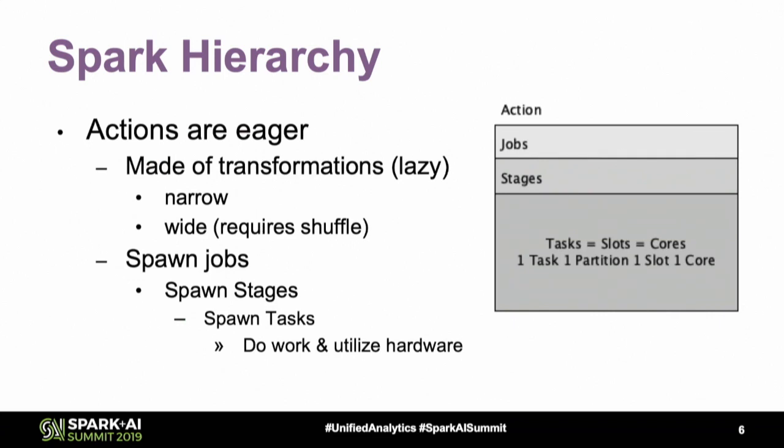So now we talked about the hardware hierarchy. Let's talk about the software hierarchy a little bit. So actions are the only eager thing that we have. As soon as we call an action, work begins. Up until we call an action, we're basically just staging work through transformations. There are 2 types of transformations, narrow and wide.